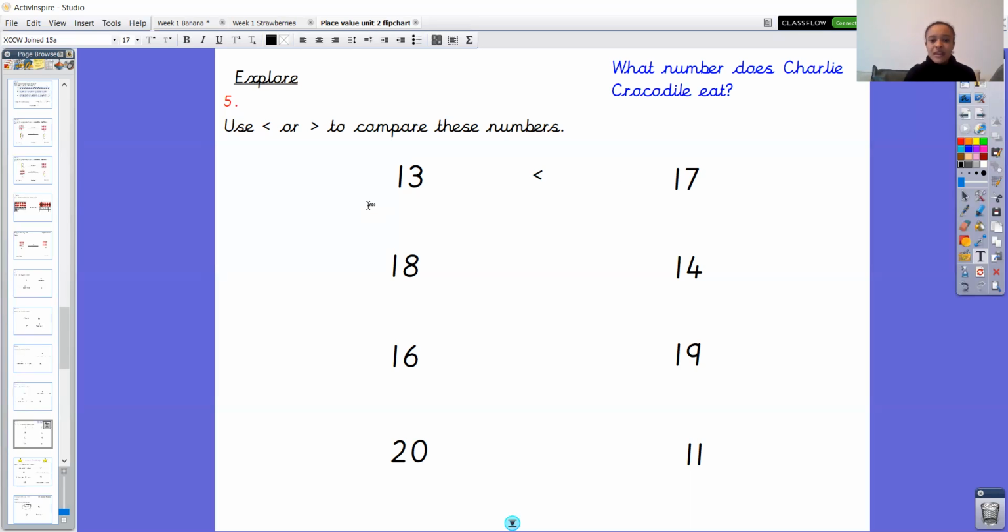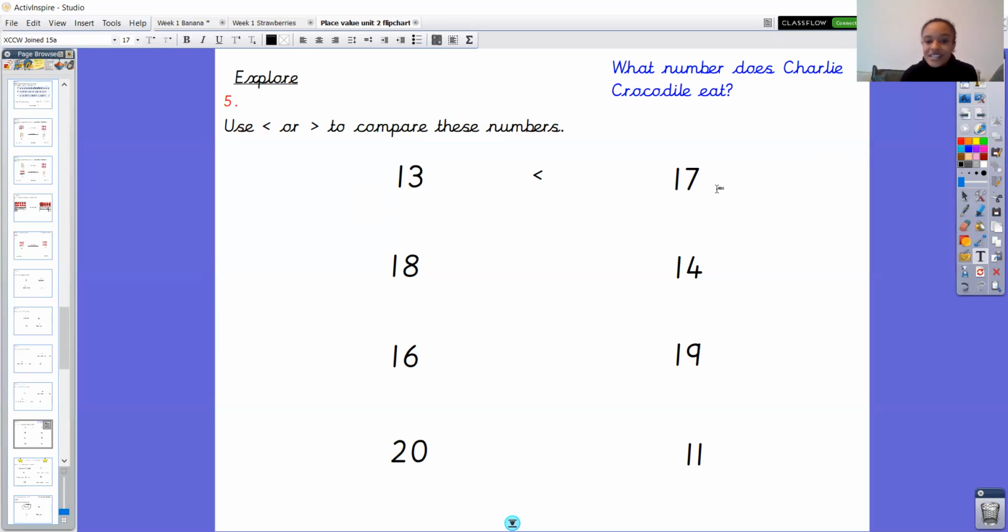So what would my sentence be? If I was to read this like a sentence, what would I say? Pause the video and have a little chat. That's right, so I would say 13 is less than 17. So we're using that same language that we were using yesterday to compare those 2 numbers. Brilliant, so 13 is less than 17.